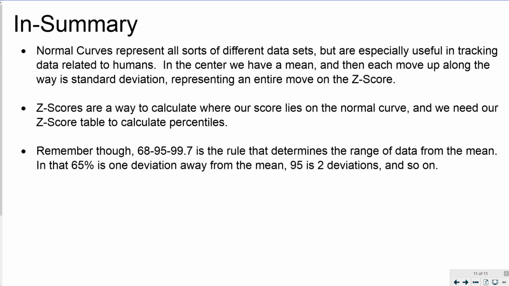Remember, though, that the 68, 95, 99.7 rule is the rule that determines the range of data from the mean, meaning that 68% is one deviation away, 95% of all data is between two deviations, and so on and so forth. We're going to review this more in class, and we're going to practice it in class.